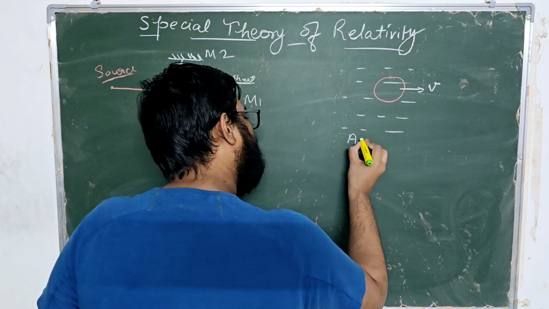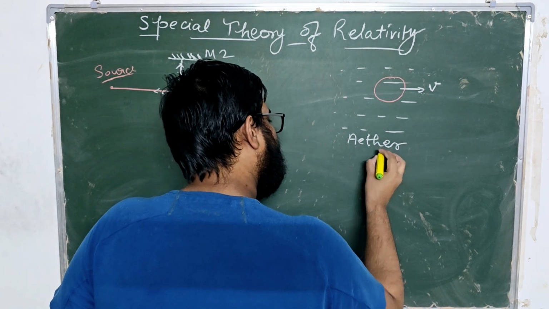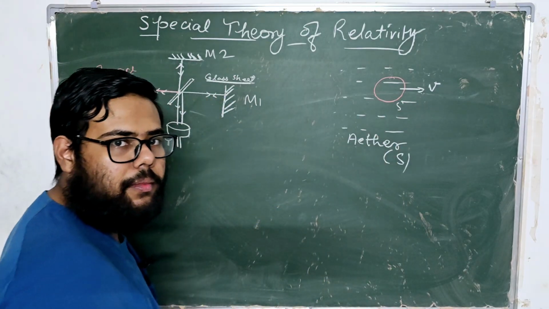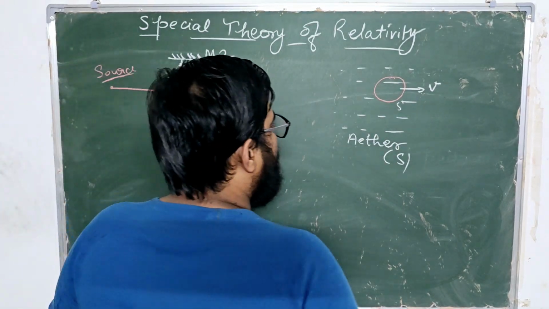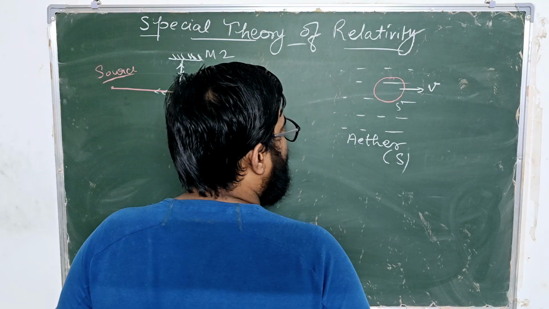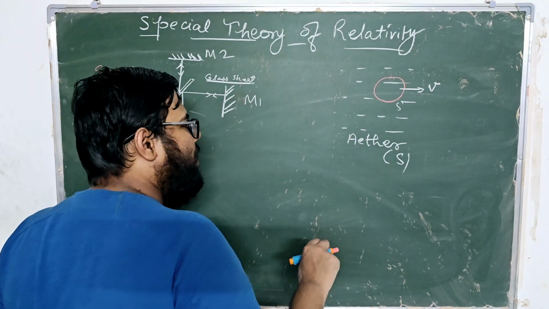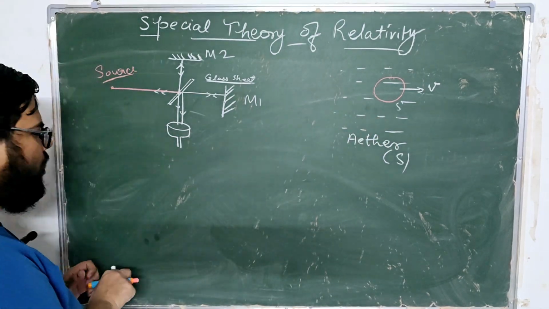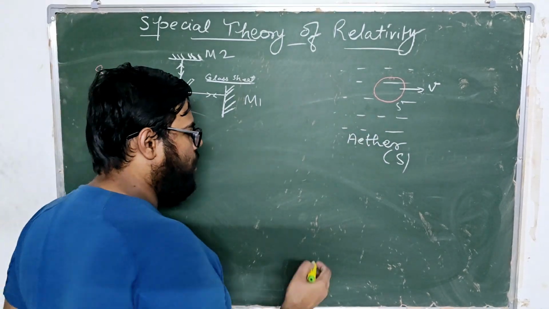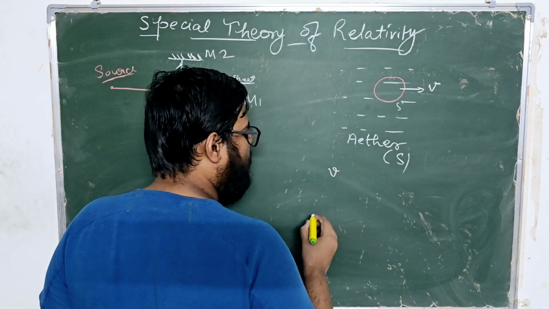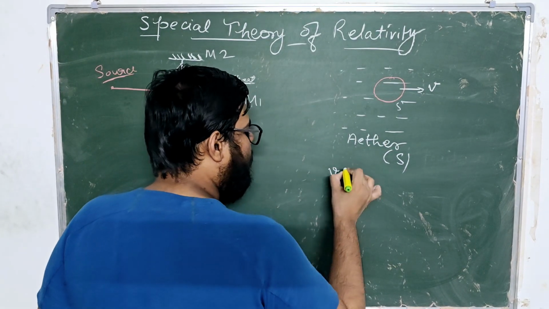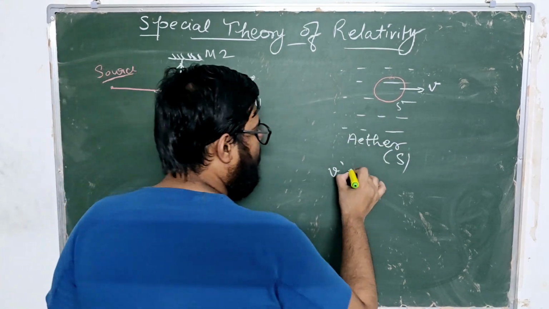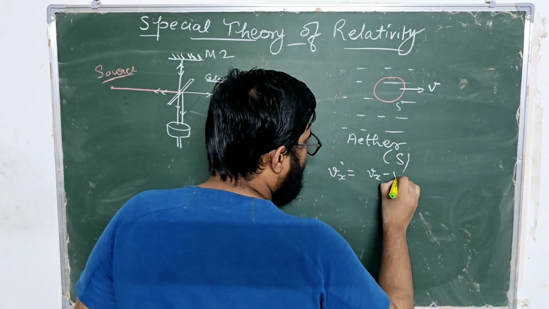And suppose this is the ether frame. Let's name it as the S frame, and Earth has the S dash frame. Okay. So what will be the speed of light with respect to Earth? From the Galilean transformation of velocity, the velocity of light in the frame of reference of Earth, the S dash frame, will be Vx minus V.